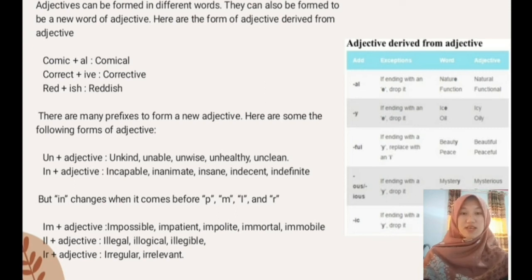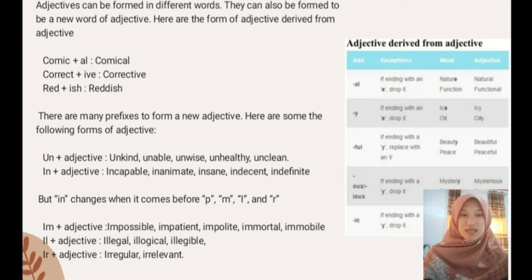There are many prefixes to form a new adjective. Here are some of the following forms of adjective. Un plus adjective, for example, becomes unkind, unwise, unable, unhealthy, and unclean. In plus adjective, for example, becomes incapable, inanimate, insane, indecent, and indefinite.